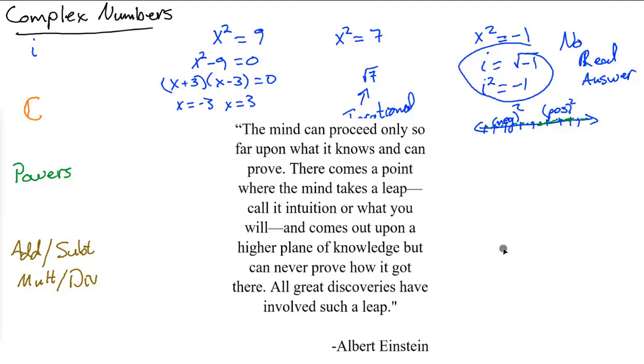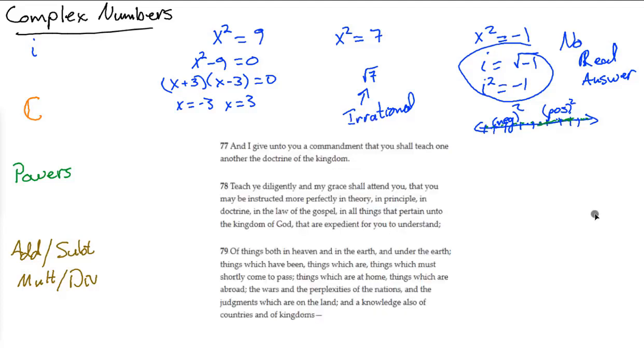He talks about this intuition. Now, he wasn't one for organized religion, didn't talk a lot about God, but he always had this sense that there was something bigger than himself in nature. And so we have a very similar thing in the scriptures. Here's one, D&C 88, verses 77 through 79.